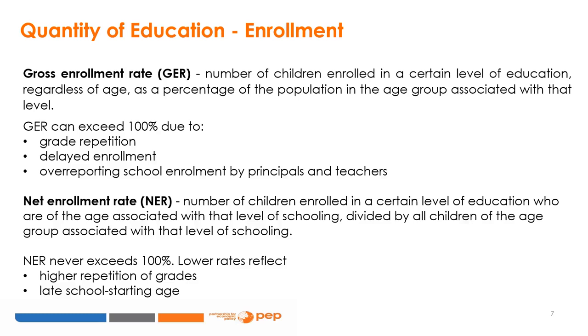Net enrollment rate is defined as the number of children enrolled in a certain level of education who are of the age associated with that level of schooling, divided by all the children of the age group associated with that level of schooling. Net enrollment rate can never exceed 100%. Lower rates reflect higher repetition of grades and late school starting age. The following tables present data on gross and net enrollment rates.